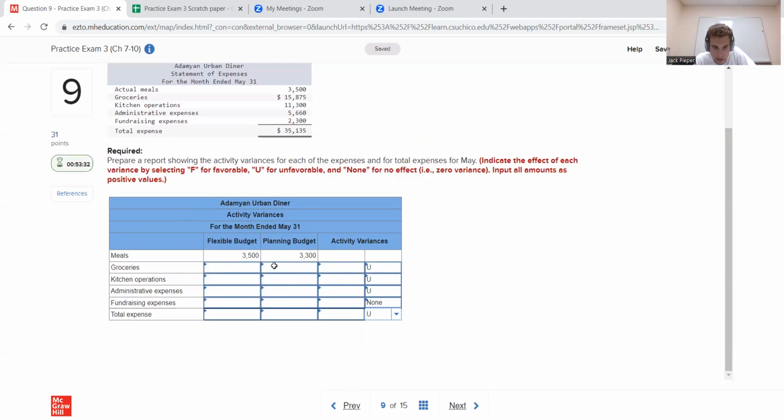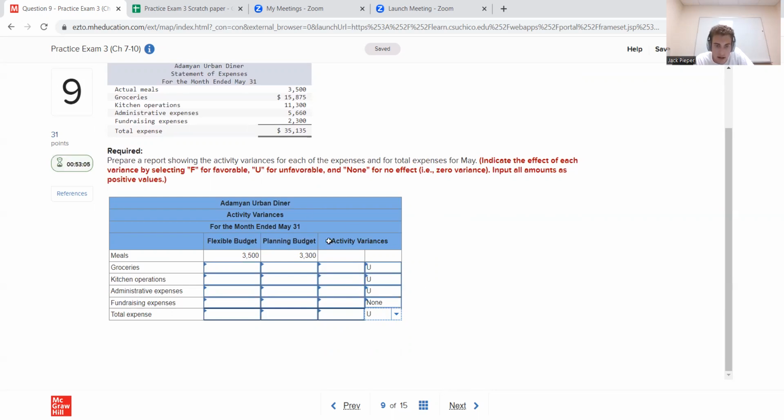You might be asking yourself, why would we ever make 3,500 meals if it's unfavorable as opposed to making 3,300? Well, we're forgetting one thing, and this doesn't really show it: the revenue, right? Our revenue, if we sell 3,500 sandwiches, is going to be more than if we sell 3,300. So that would be a favorable variance. Your revenue goes up, but so does the cost of that revenue. Just something to think about.